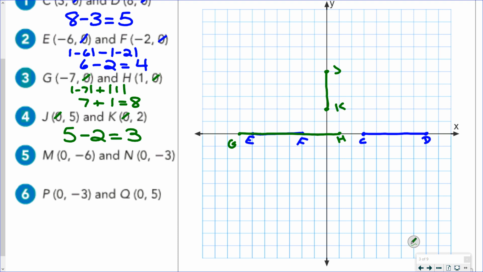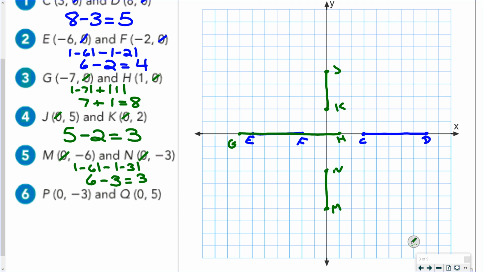For number 5, for M, I go to the origin, I go down 6. So there's M. And then for N, I go to the origin, I go down 3. And I connect. X's are the same, so I ignore those. My y coordinates have the same sign, so I'm going to subtract, but since they're both negative, I need to subtract the absolute values. So the absolute value of -6 is 6, absolute value of -3 is 3, 6 minus 3 is 3.